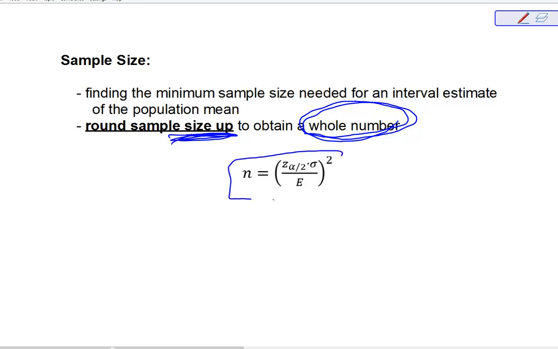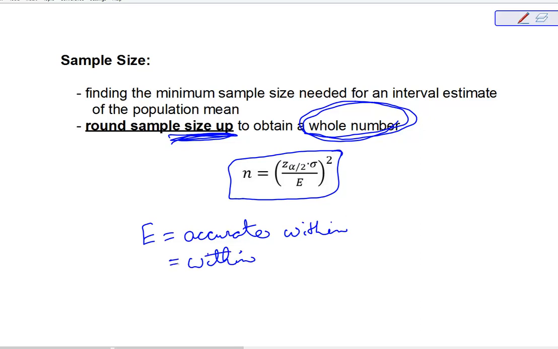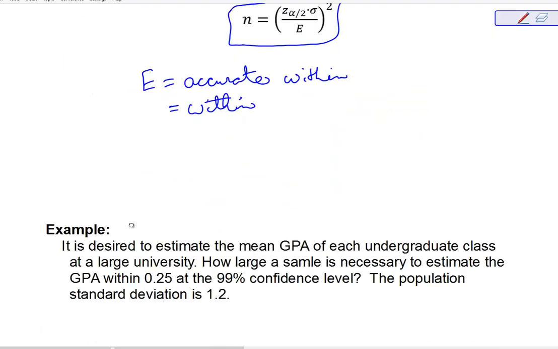This is the formula that we're going to be using. And remember that the E is your margin of error. Key things here: E represents the margin of error if it says "accurate within," or if it says just "within." These are the key phrases that you're going to be looking for to pull out your E value to put into this formula. So let's look at an example.